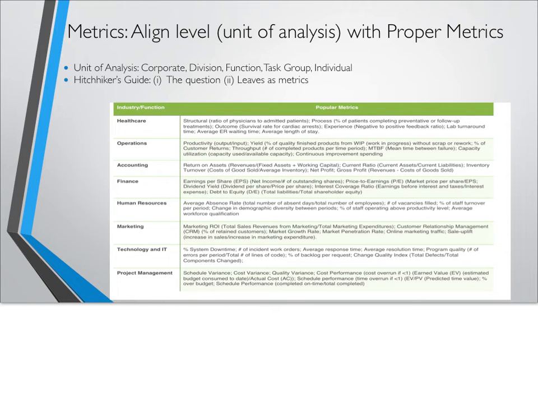In project management, you have a slew of metrics such as schedule variance, cost variance, quality variance, cost performance, which is cost overrun if less than 1, earned value, EV, estimated budget consumed to date divided by the actual cost, schedule performance, which is time overrun if less than 1, earned value divided by predicted time value, percentage over budget, schedule performance, which is completed on time, divided by total completed. And these go on and on.